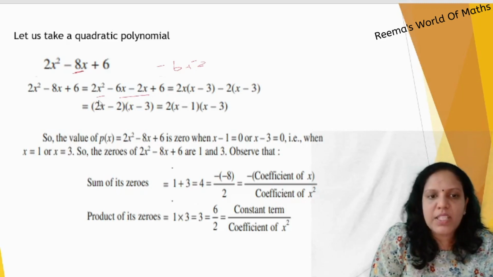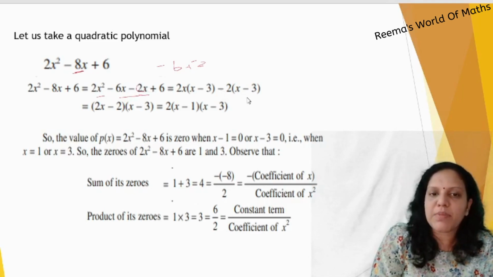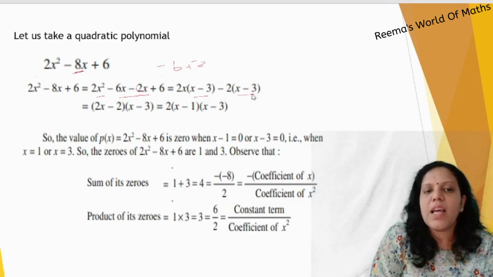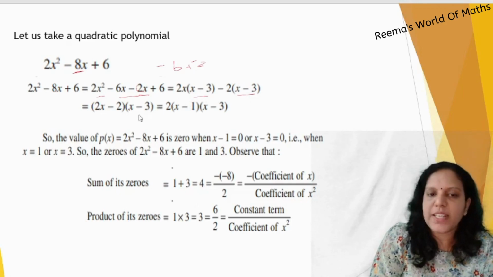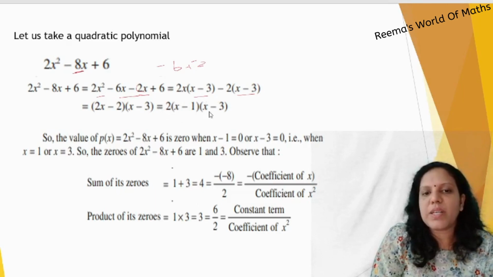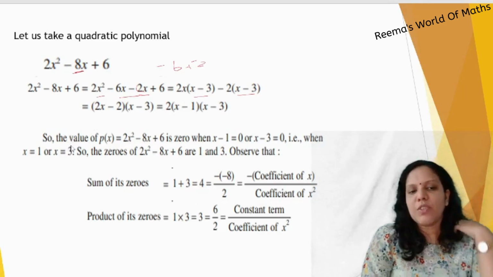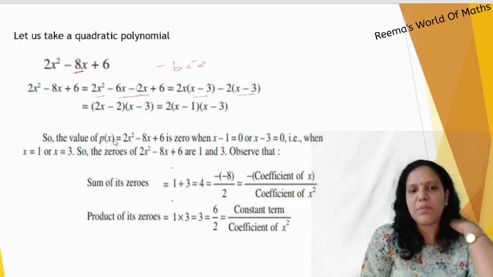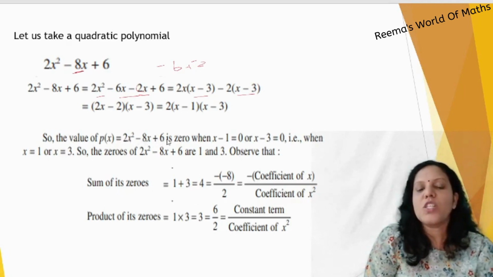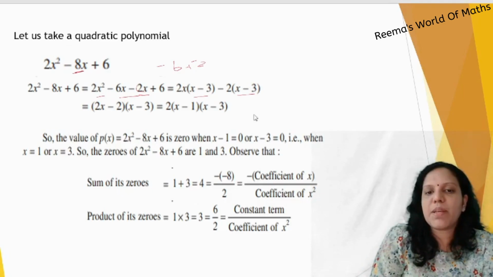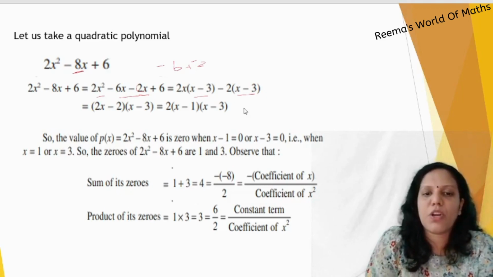Taking the common factor, we can see 2x is common here: 2x multiplied by x minus 3, minus, taking 2 common in the second part, 2 multiplied by x minus 3. So x minus 3 is common, and we can write it as 2x minus 2 into x minus 3, which is 2 into x minus 1 and x minus 3. So we can say x minus 1 and x minus 3 are the factors of this polynomial.